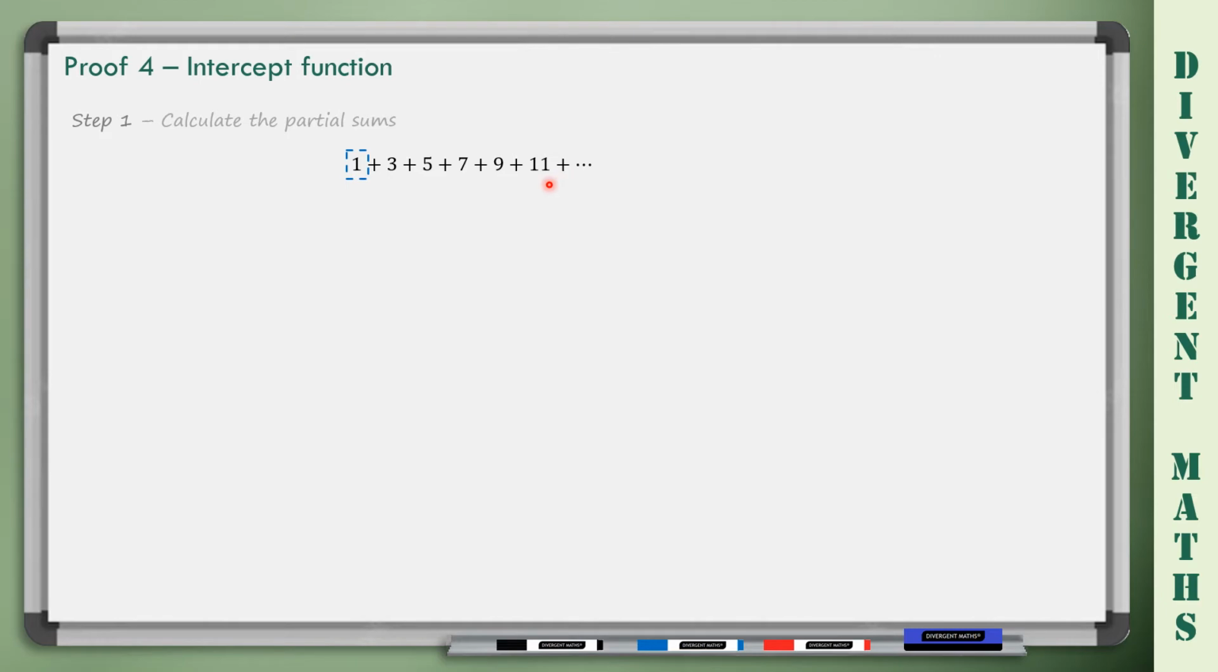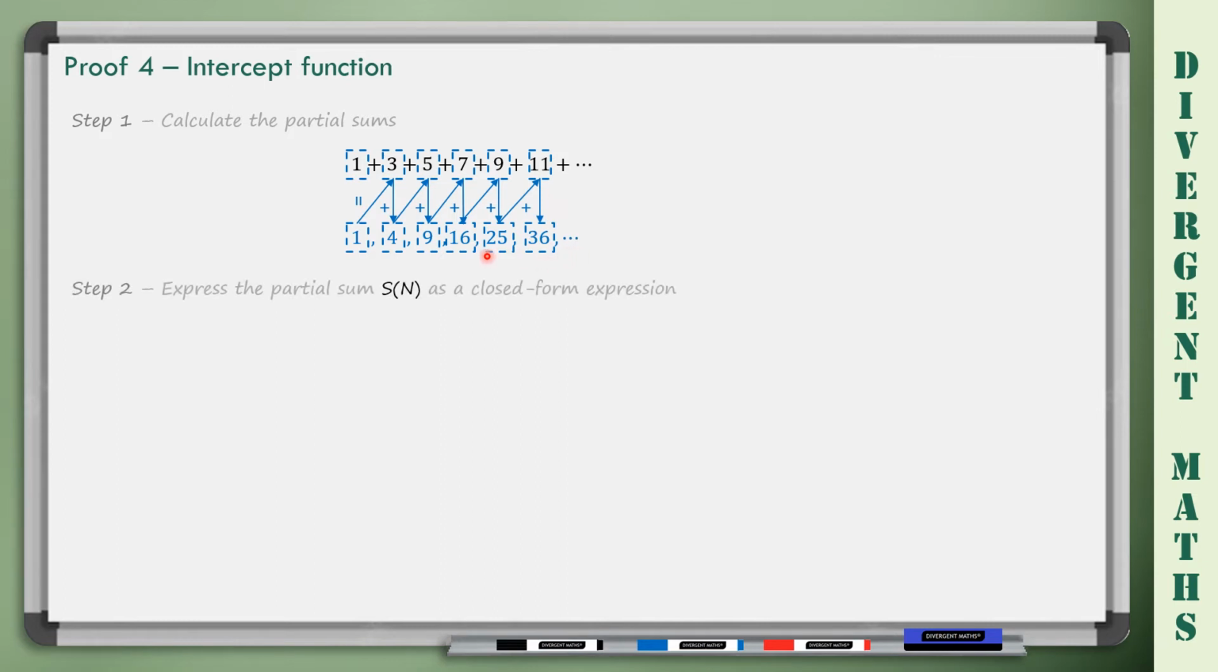The partial sum, the first term of the sequence of partial sums, will be equal to the first term of the divergent series, which is 1. Then 1 plus 3 equals 4, 4 plus 5 equals 9, 9 plus 7 equals 16, 16 plus 9 equals 25, 25 plus 11 equals 36, etc. So we now recognize the sequence of partial sums as being the squares.